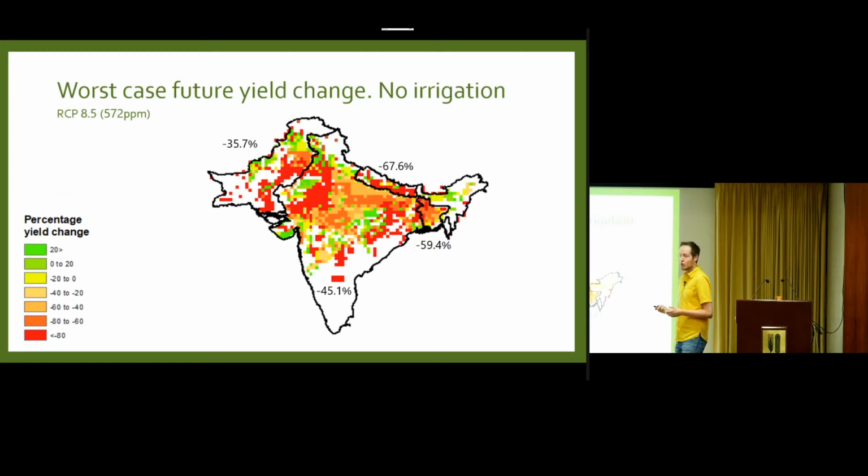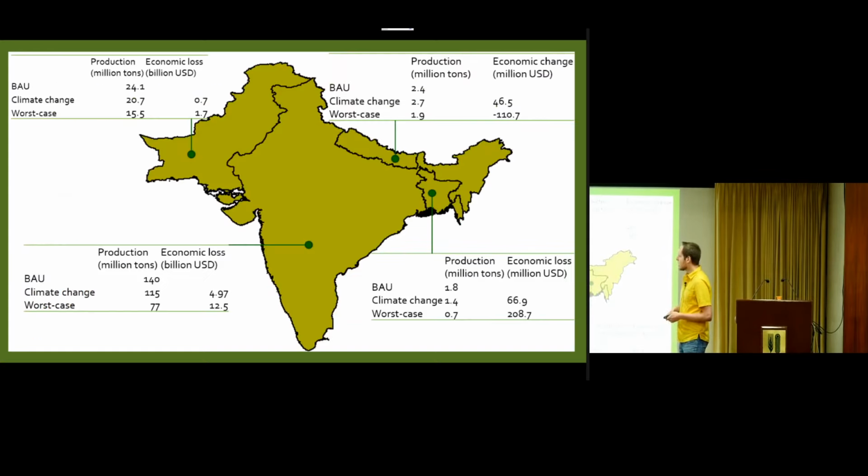So we tried to quantify this in economic terms as well. What are these scenarios going to mean for the economies? So I made these small tables per country. BAU is business as usual. What's the national production per year going to be if nothing changes from now? There's no climate change, things just go as they are. And then the normal climate change, and the worst case scenario where there's no irrigation possible anymore.